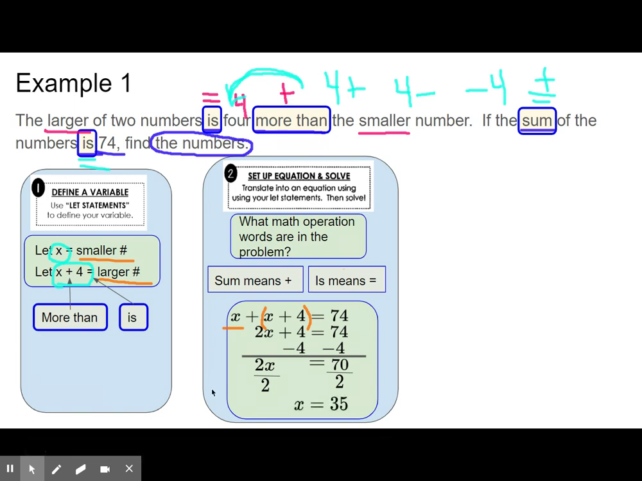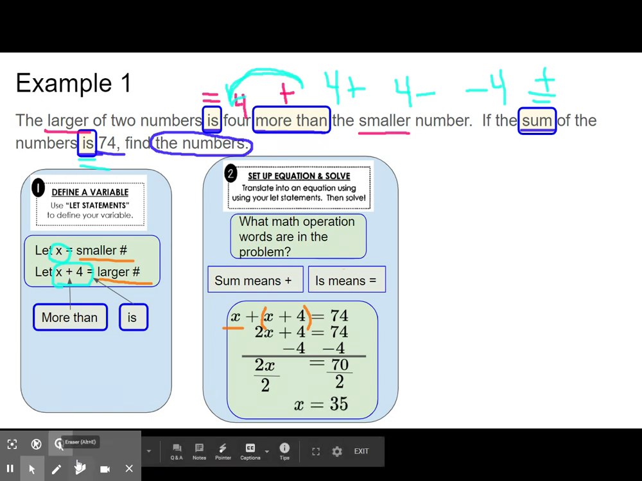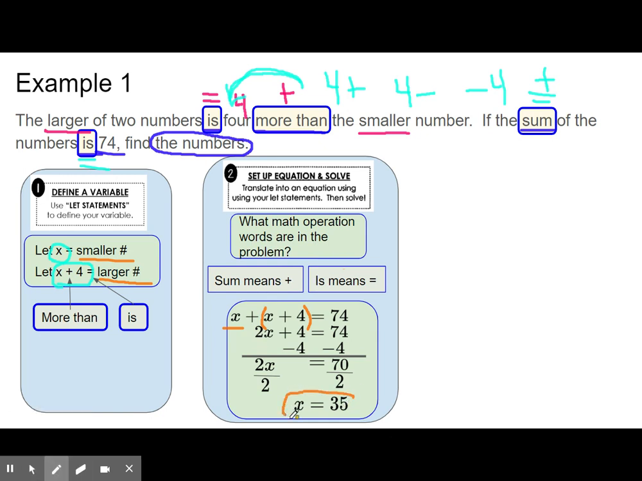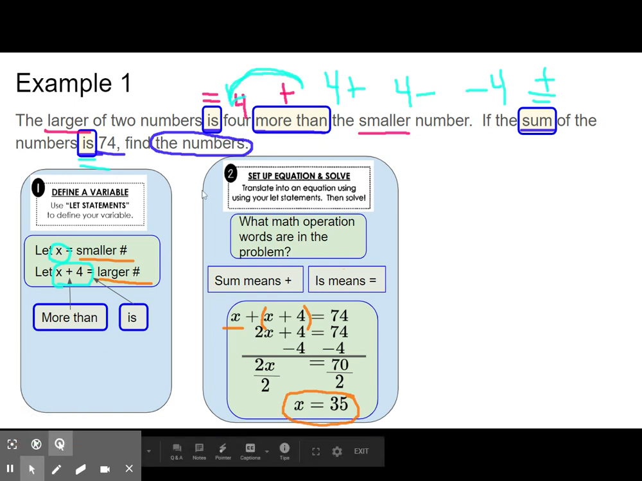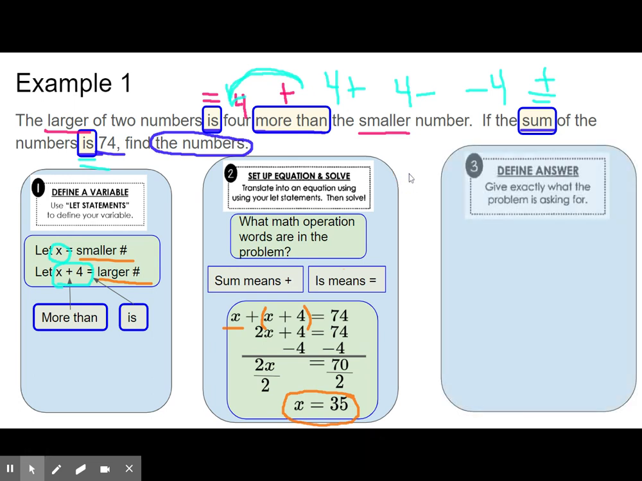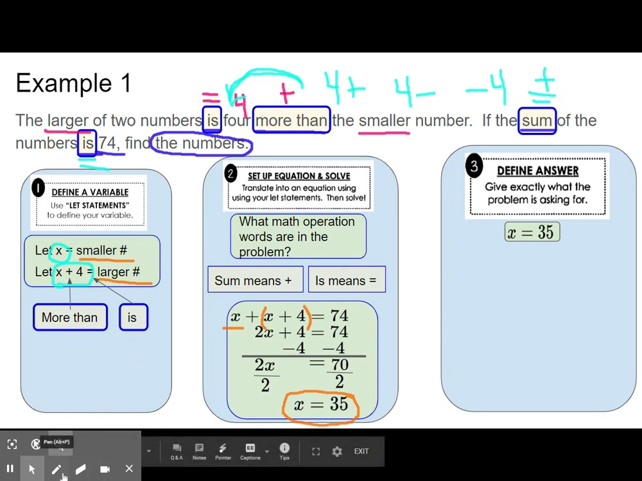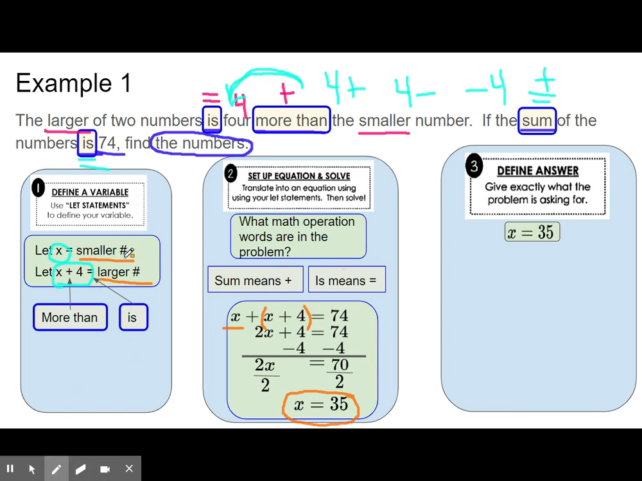x equals 35. All right, let's not just stop right there. Well, x does equal 35, but we've got to ask ourselves, is that it? Am I done? Am I going to write x equals 35 and box my answer? No, sirree. What am I looking for? The numbers. So give exactly what the problem is asking for. The problem was looking for two numbers. Well, x is 35. Did I answer one of them? Yeah, the smaller number was x. So that's one of your answers right there.